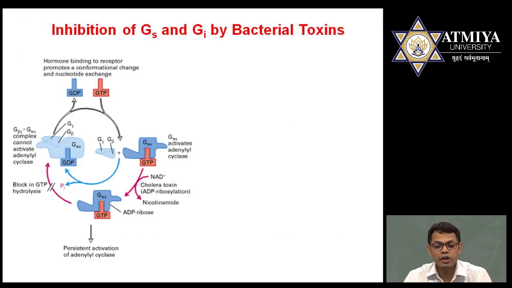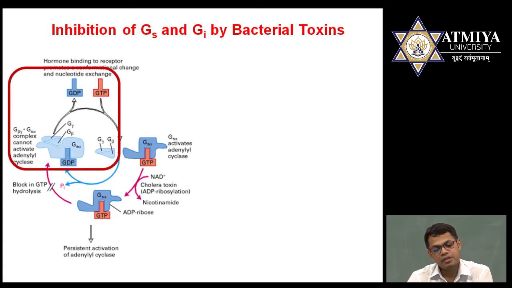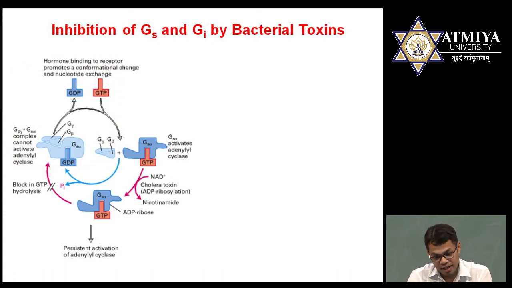The second example I have shown here is toxins. There are two famous toxins. One is cholera and the second is pertussis. These questions are usually asked in the CSIR examination, so I have separately put it here. For understanding the role of bacterial toxin, I have already explained in the first diagram that G alpha will be active only once it binds to the GTP.